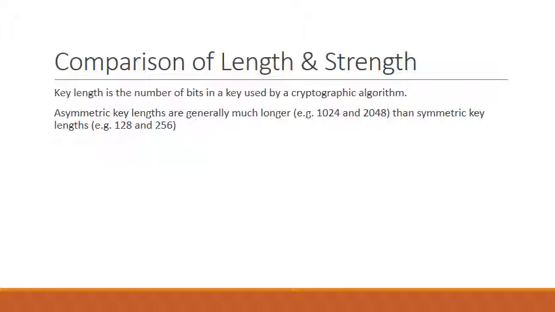The comparison of the lengths and strength of asymmetric and symmetric. First of all, the key length is the number of bits in a key used by the cryptographic algorithm. Asymmetric keys are usually much longer, for example 1024 or 2048 bits, rather than symmetric key lengths, which are 128 and 256 bits.